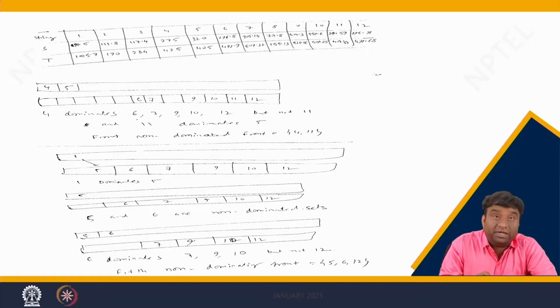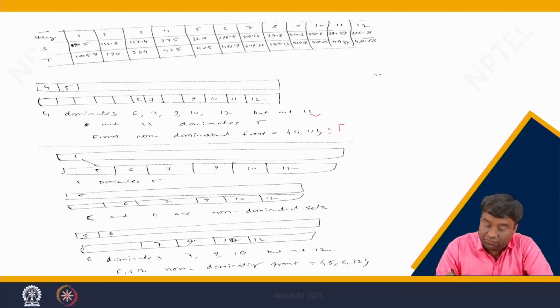So now 4 dominates 6, 7, 9, 10, 12, but not 11. And 11 dominates 5. So the first dominated front is 4. Then for the next dominated fronts you will get F1, F2, F3. So that is F4 is 4, 11.